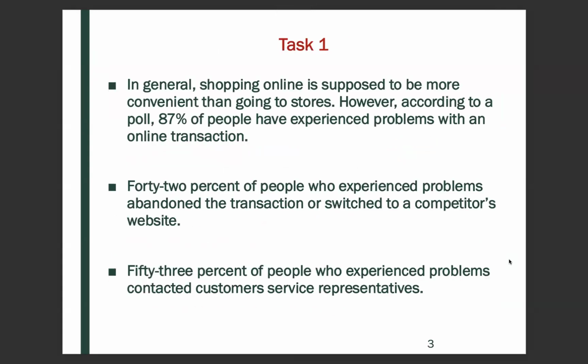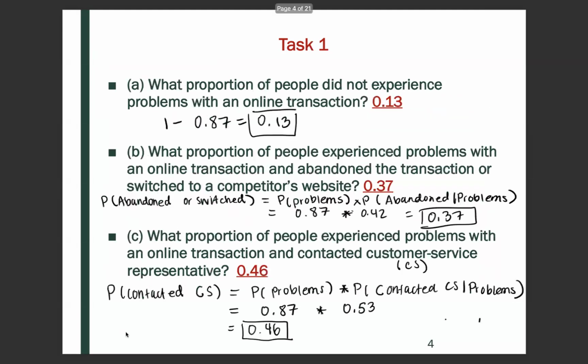Task 1. In general, shopping online is supposed to be more convenient than going to stores. However, according to a poll, 87% of people have experienced problems with an online transaction. 42% of people who experienced problems abandoned the transaction or switched to a competitor's website. 53% of people who experienced problems contacted customer service representatives. What proportion of people did not experience problems with an online transaction?